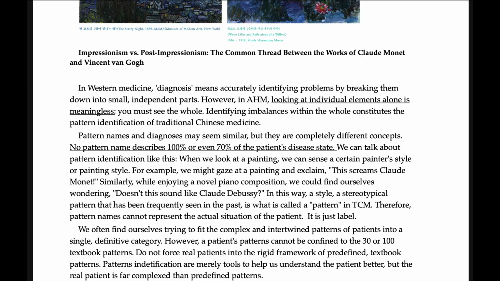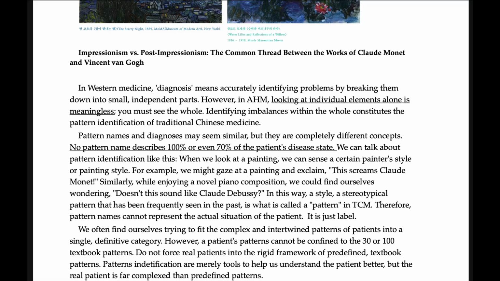We often find ourselves trying to fit the complex and intricate patterns of patients into a single definitive category. However, a patient's patterns cannot be confined to the 30 or 100 textbook patterns. Do not force real patients into the rigid framework of predefined textbook patterns. Pattern identification is merely a tool to help us understand the patient better, but the real patient is far more complex than predefined patterns.